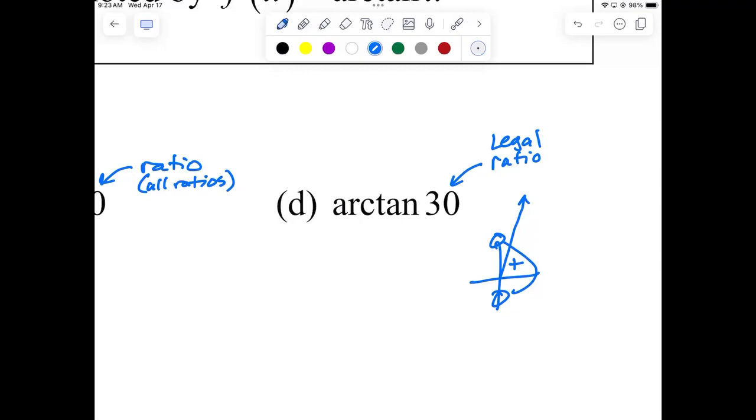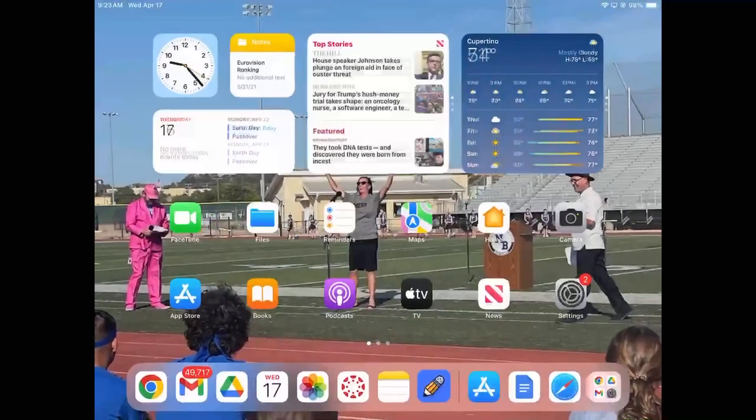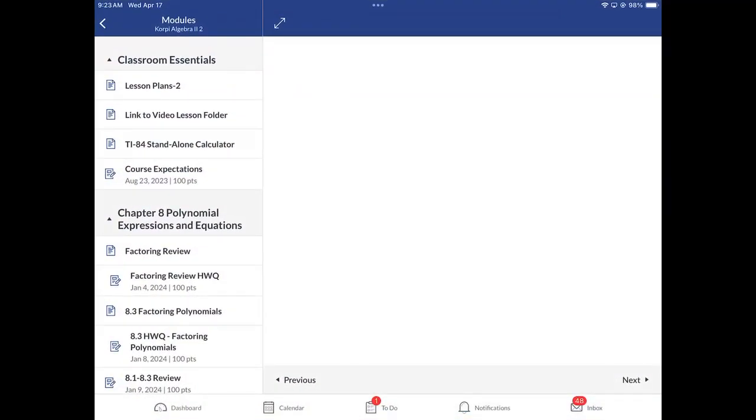Now, to find that, we would have to go to the calculator. And if we do it in radians, arctangent of 30, let's see if I can pull it up here.